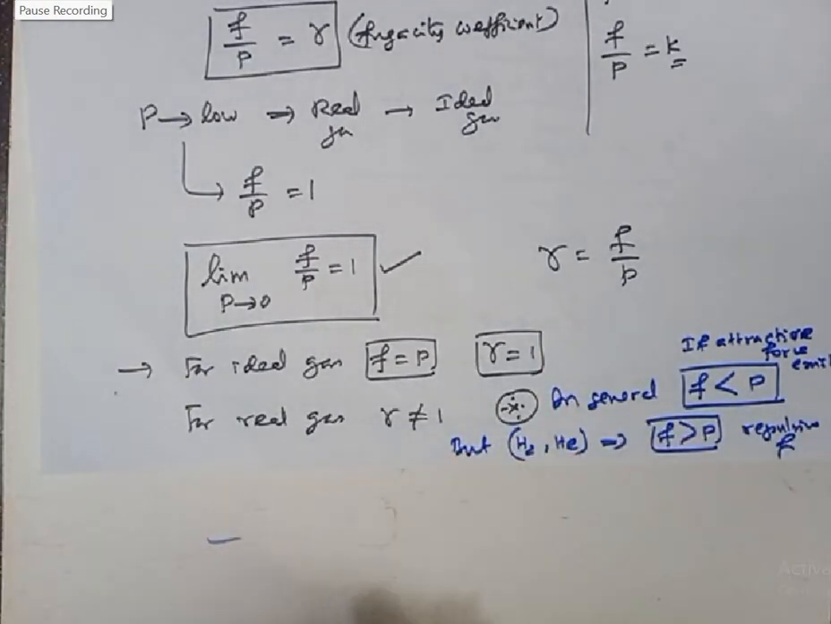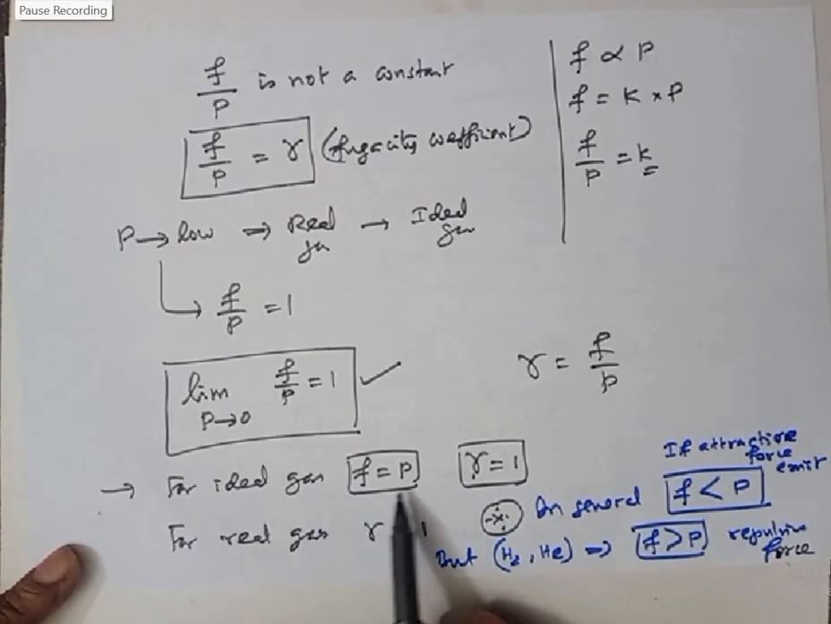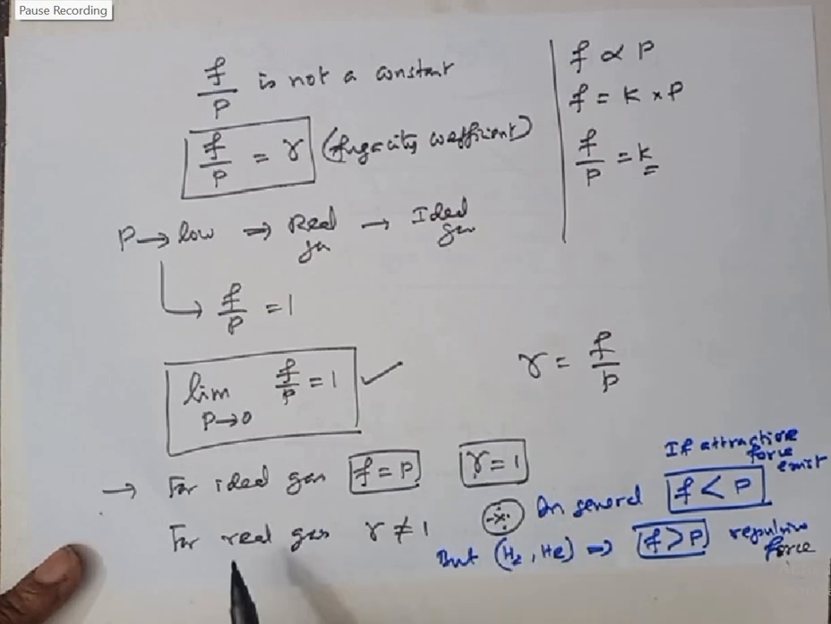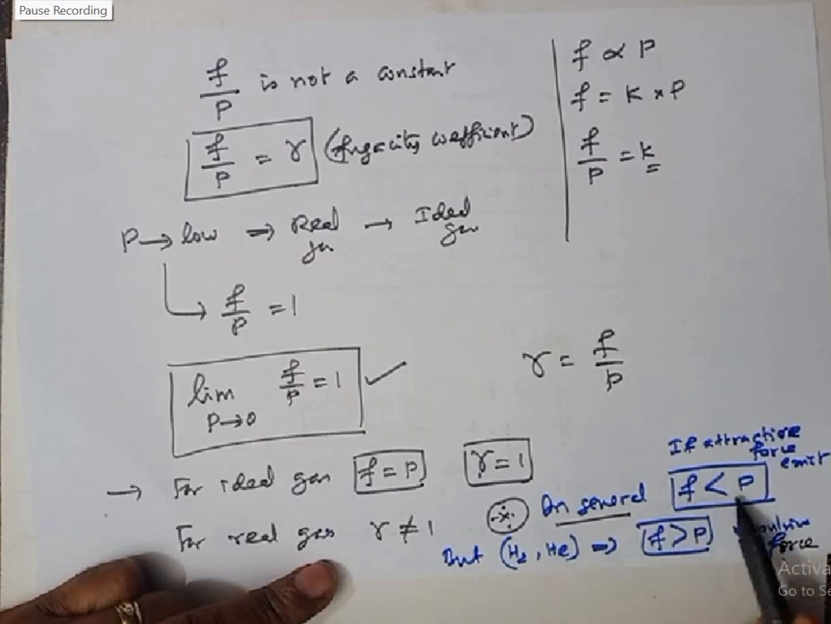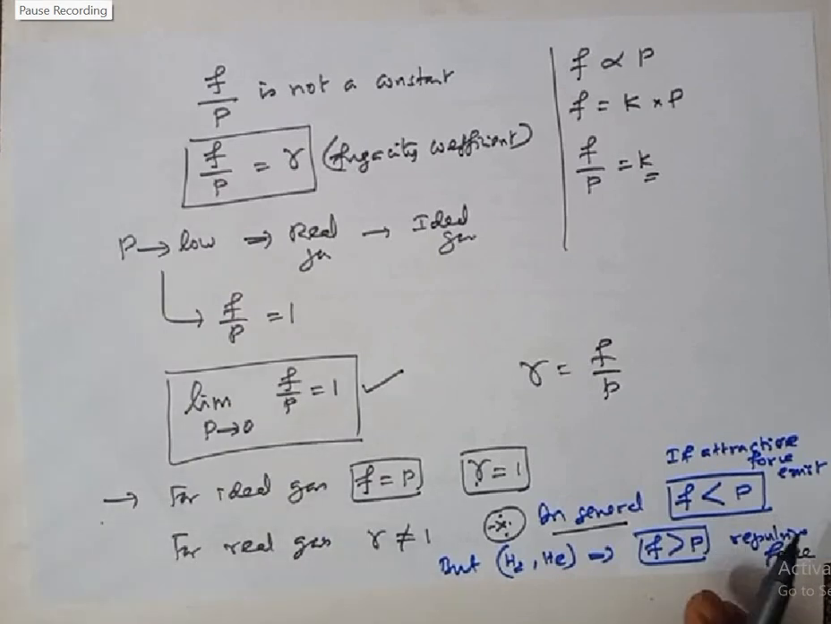Okay, take two. See, for ideal gases, fugacity and pressure are equal and the fugacity coefficient is 1. For a real gas, the fugacity coefficient is not equal to 1. It should be either less than 1 or greater than 1. Listen, for most gases in general, fugacity is less than pressure. If F is less than P, can anyone tell me what the value of gamma will be? Will it be less than 1 or greater than 1?